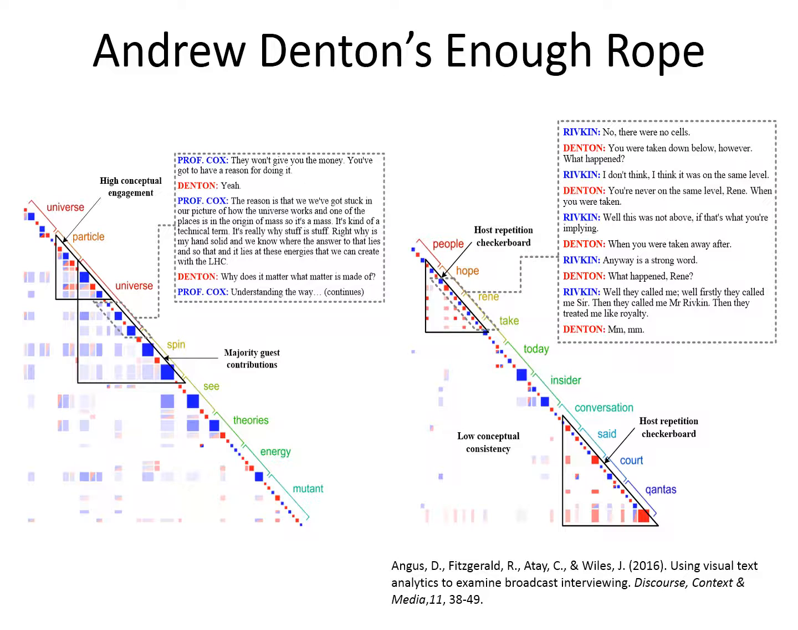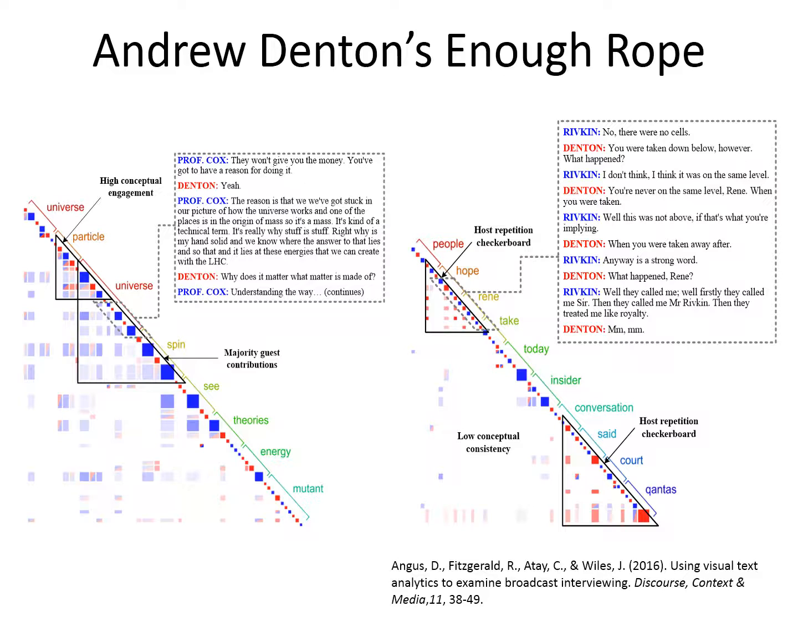It's isolating a point in the conversation where a lot of Professor Brian Cox's turns were repeating the same sets of concepts. Where there's white space, there's very little or no conceptual overlap between those adjacent turns. Directly below this large black triangle, we see a bunch of white space. What that would suggest is that this later part of the conversation, which is talking about themes such as sea, theories, energy, is not repeating content from this earlier part, which is talking about universe and spin.